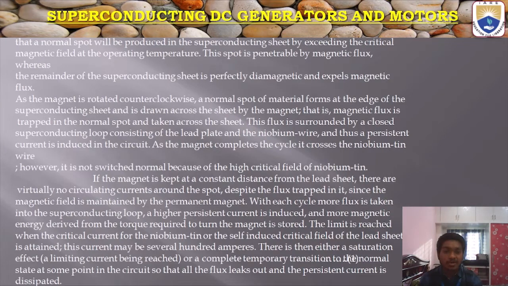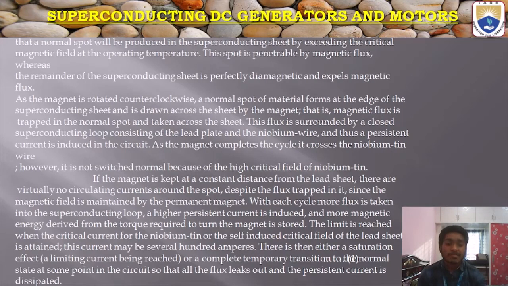This flux is surrounded by a closed superconducting loop consisting of the lead plate and niobium wire, and thus a persistent current is induced in the circuit. As the magnet completes the cycle, it crosses the niobium tin wire. However, it is not switched normal because of the high critical field of the niobium tin wire. If the magnet is kept at a constant distance from the lead sheet, there are virtually no circulating currents around the spot despite the flux trapped in it, since the magnetic field is maintained by the permanent magnet.